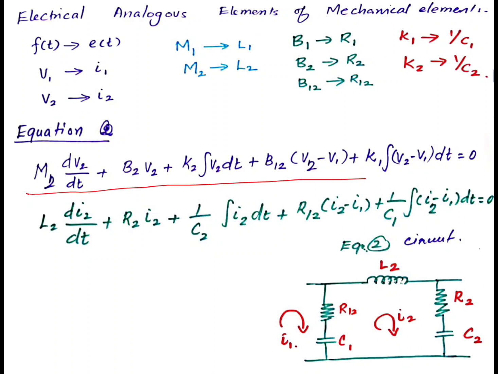So we have the second equation, and simply we can write it as L2 di2 by dt plus R2 i2 plus K2 1 by C2, integral of i2 dt, then R12 (i2 minus i1) plus 1 by C1 integral of (i2 minus i1) dt is equal to 0.